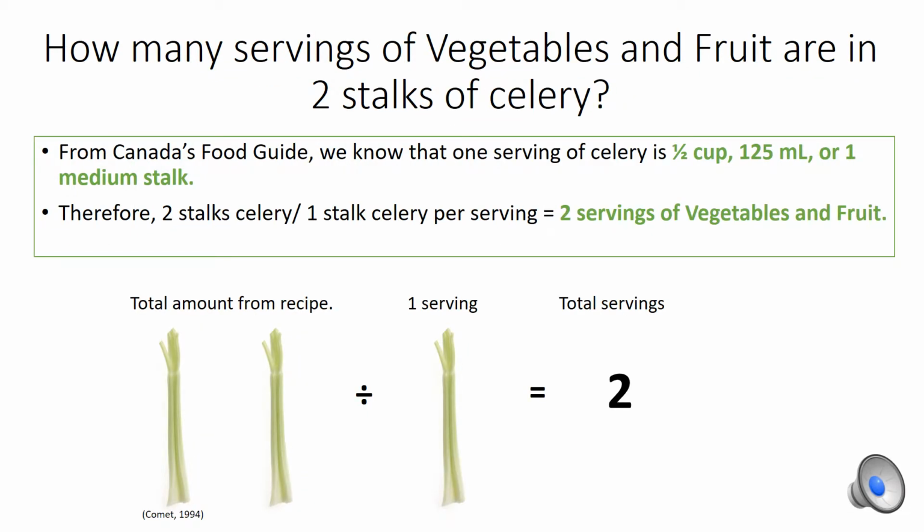How many servings of vegetables and fruit are in 2 stalks of celery? From Canada's Food Guide, we know that 1 serving of celery is half a cup, 125 milliliters, or 1 medium stalk. Therefore, 2 stalks of celery divided by 1 stalk of celery per serving equals 2 servings of vegetables and fruit.